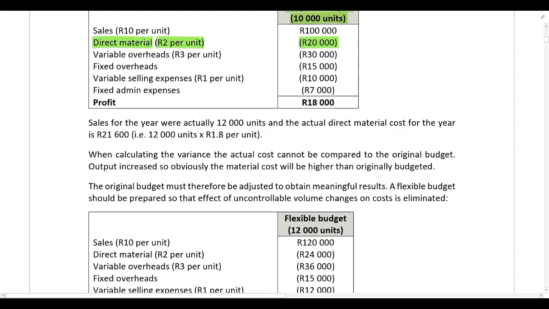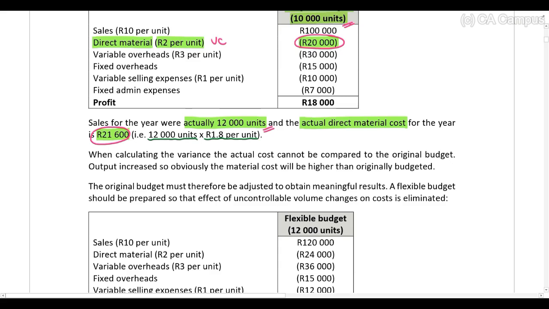Now, at the end of the year, sales were actually 12,000 units, and the actual direct material cost for the year is 21,600. So that's made up of 12,000 units multiplied by R1.80 per unit. Now guys, when calculating a variance, you can't compare the actual material cost to the original budgeted cost because output increased. Instead of selling 10,000 units, they actually sold 12,000 units. And if output increases, remember material is a variable cost. So the cost is obviously going to increase. So it doesn't make any sense to compare the actual cost to the original budget.